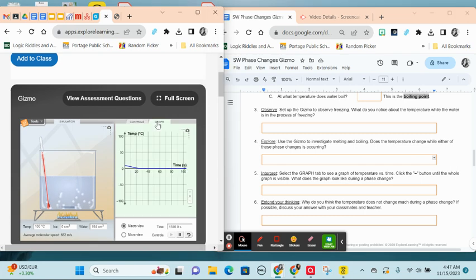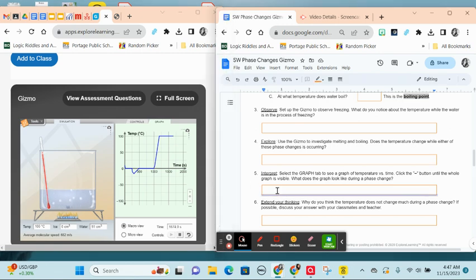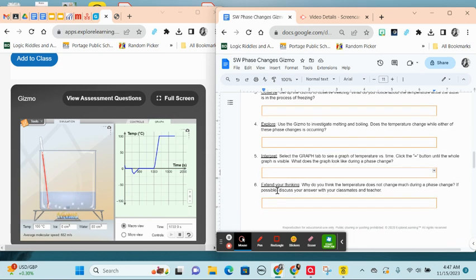Okay, now we're going to select graph, and we're going to hit this minus sign so we can look at our whole graph there. Okay, so while this was occurring, so we did freezing, so our line is straight, because we're going to do number 5. What does the graph look like during a phase change? Straight. This is melting, straight line, meaning there is no change over time during the phase change. So it is a straight line. Number 5, it is a straight line. That's what the graph looks like during the phase change.